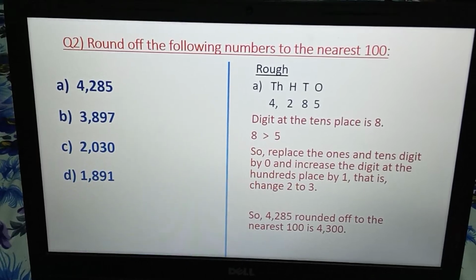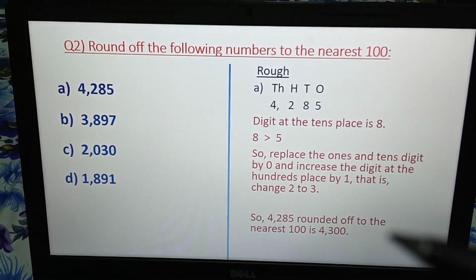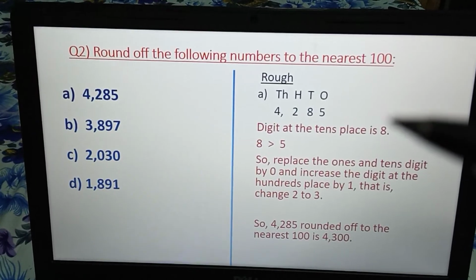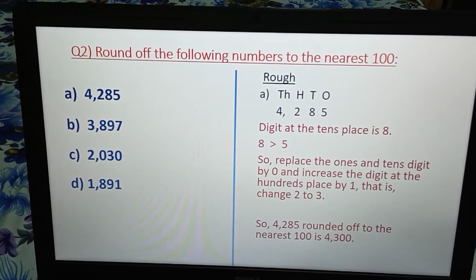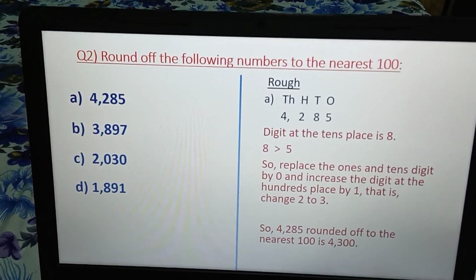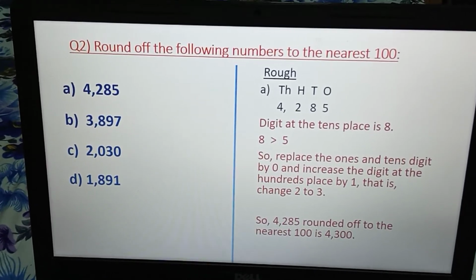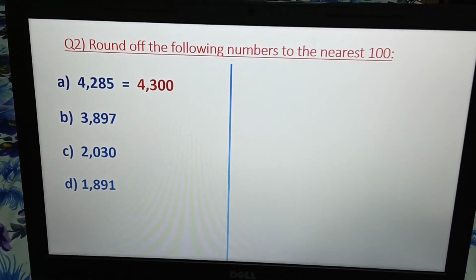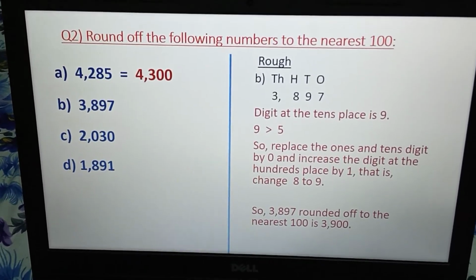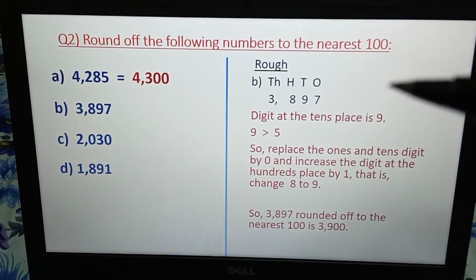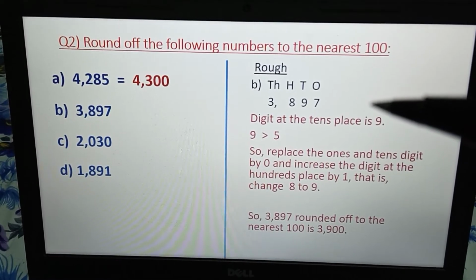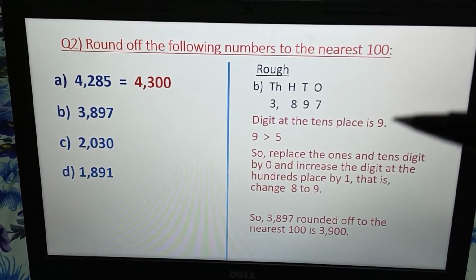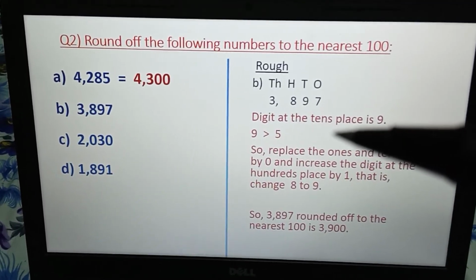That is 4300. Clear? So what you will do, children, is observe the digit at the tens place, whether it is less than 5 or more than 5. Again, I am taking question number B, 3897. Look here in the rough area, 3897. What digit is there at the tens place? It is 9. 9 is again more than 5.